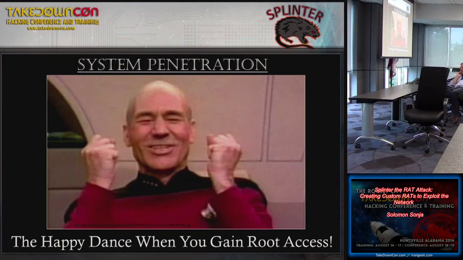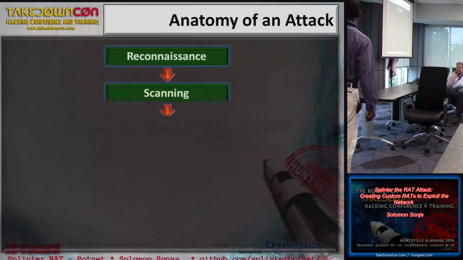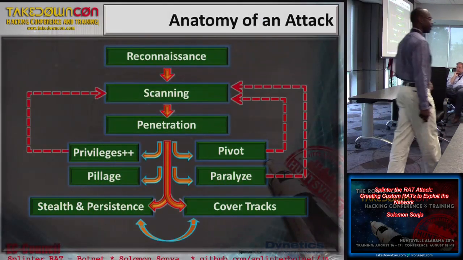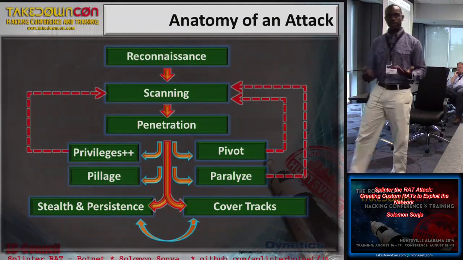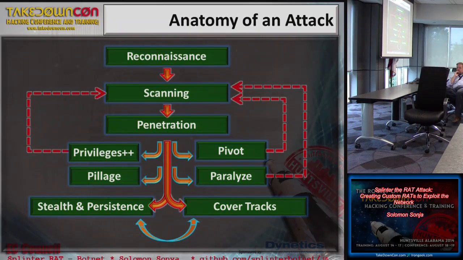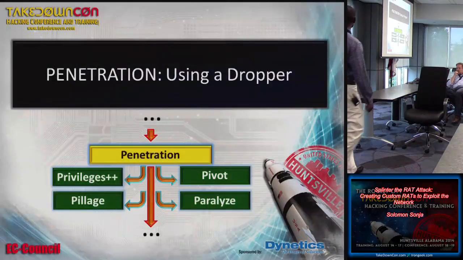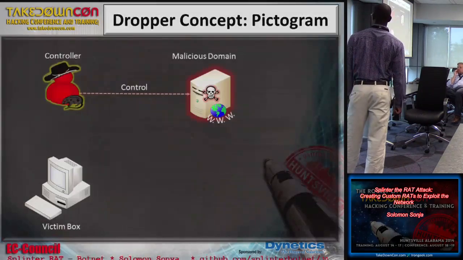So as soon as we penetrate the system, we complete our happy dance, and then we continue with the remainder of the exploitation. And this actually depends on what is the purpose of the attack. Are we going to pillage? Are we going to destroy the system? Are we going to pivot to other machines? Or are we going to paralyze any infected machine that we can find on the network? And then, if we want to stay in, how do we go into stealth and persistence, and also covering our tracks? So let's take a look at using a dropper.